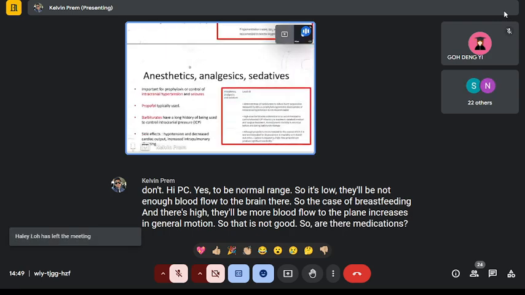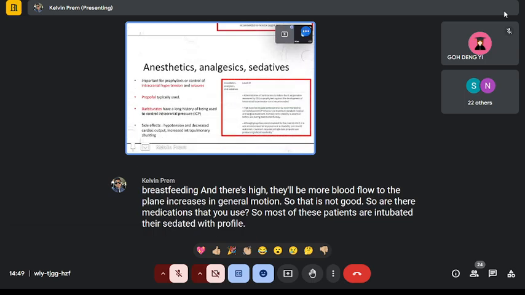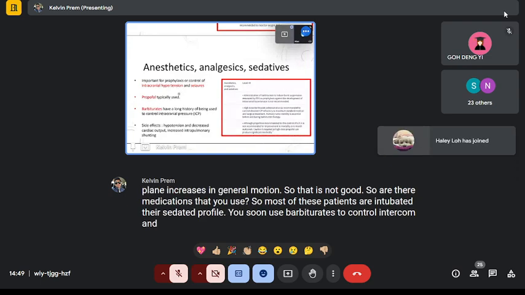As for other medications that we use, most of these patients are intubated and sedated with propofol. They even use barbiturates to control intracranial pressure.